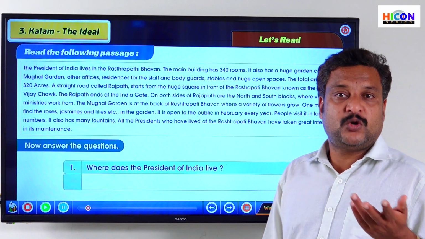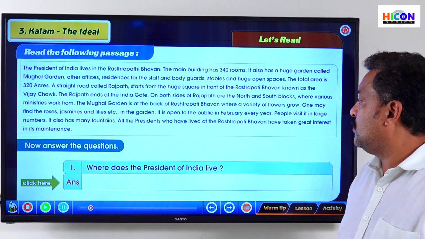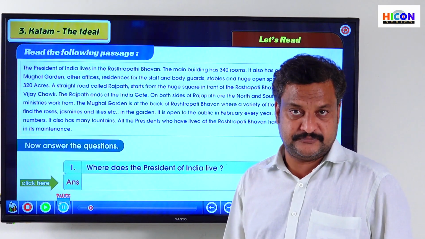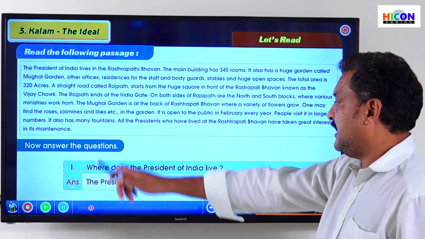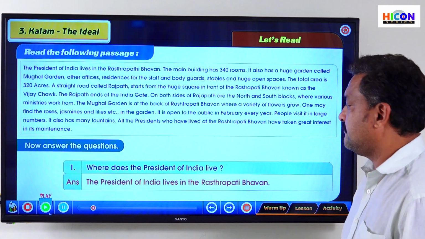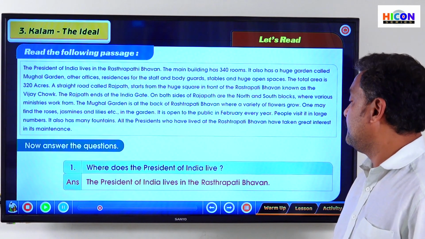Now we have some questions that we need to answer from this particular passage. The first question is, where does the President of India live? The answer: the President of India lives in the Rashtrapati Bhavan.